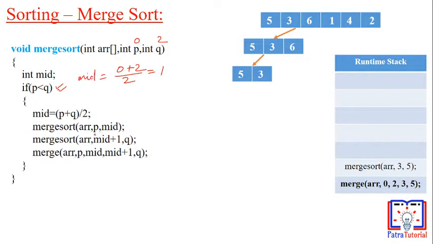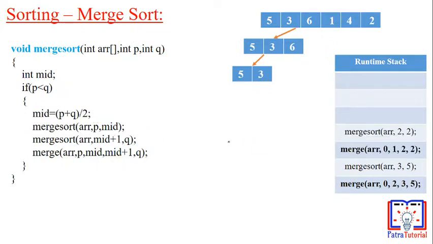So again I have to do the same thing: call the same function, starting with 0 and mid equal to 1, then mid plus 1 equal to 2 and the last index 2, and then the merge function with p equal to 0, mid equal to 1, mid plus 1 equal to 2, and the last index 2. These two instructions will be put into the runtime stack here, and this part will be executed. So I am putting these two instructions into the stack, and calling the same function by passing 0 and 1 as parameters.